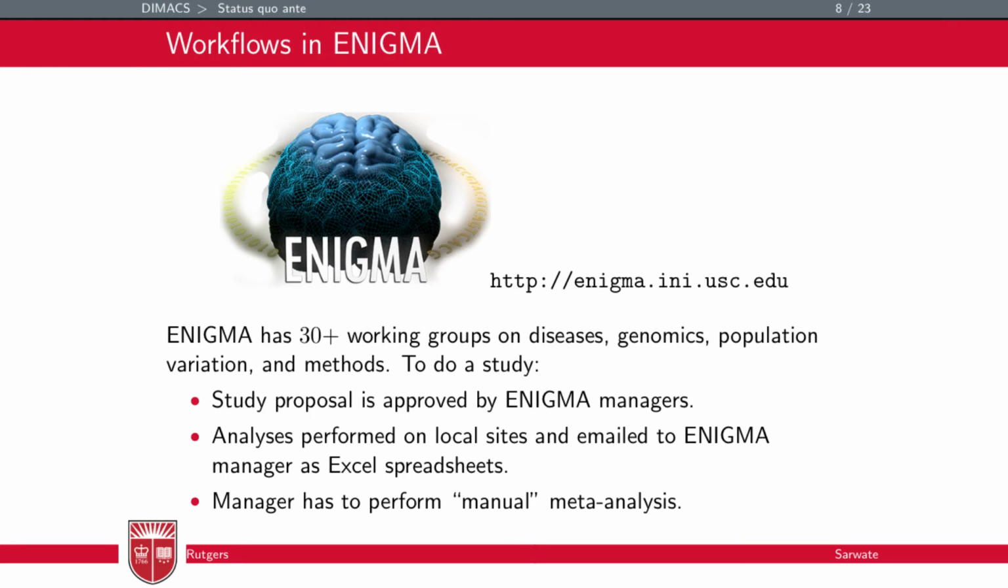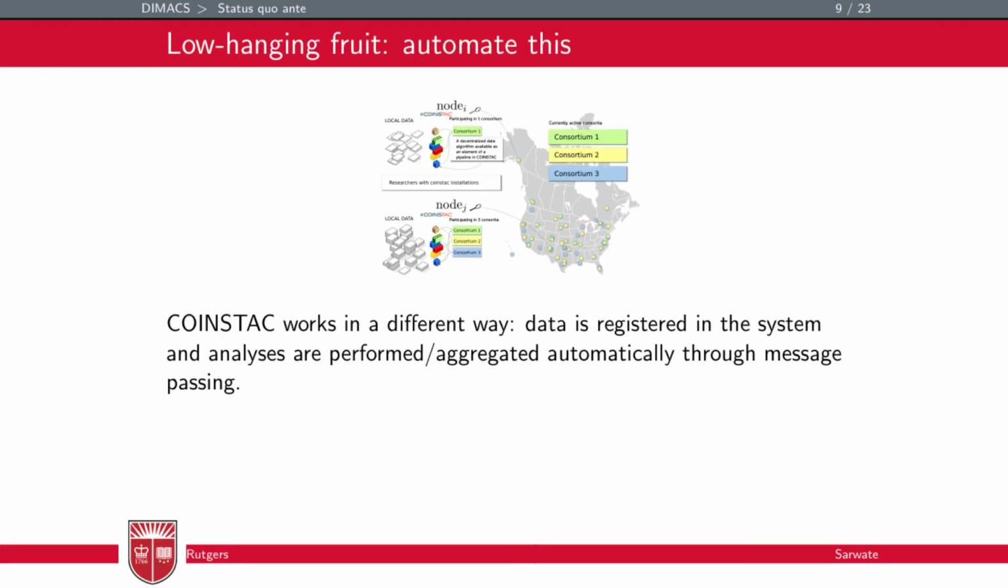What's great is that it works. You can get some nice results out, but it's pretty slow, right? Because this is all being done by email and Excel. So this manual meta-analysis. The low-hanging fruit here is, of course, can we just automate this process by putting it on a server or something like that?